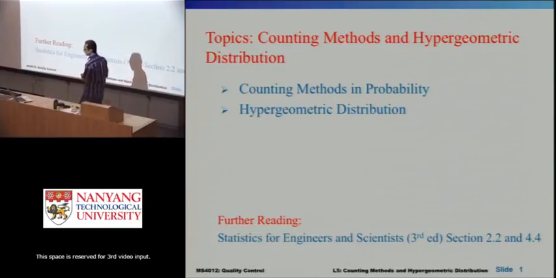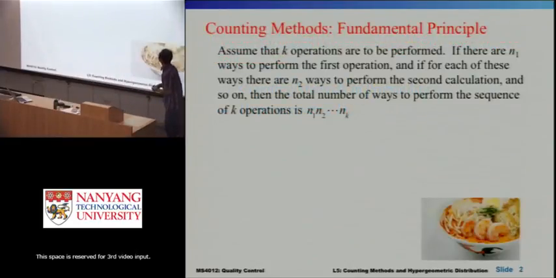So first, we look at the counting method in probability. This is the fundamental principle for the counting method. The statement is very straightforward. Assume that k operations are to be performed. If there are n1 ways to perform the first operation, and for each of these ways there are n2 ways to perform the second one, the total number of ways to perform the sequence will be the product of n1, n2, up to nk.